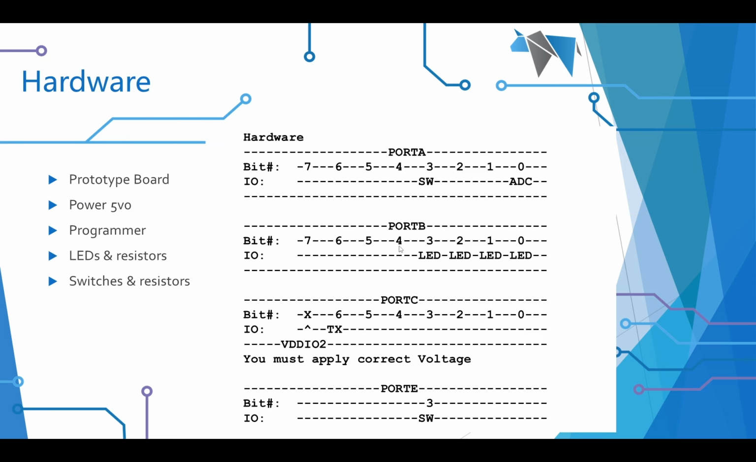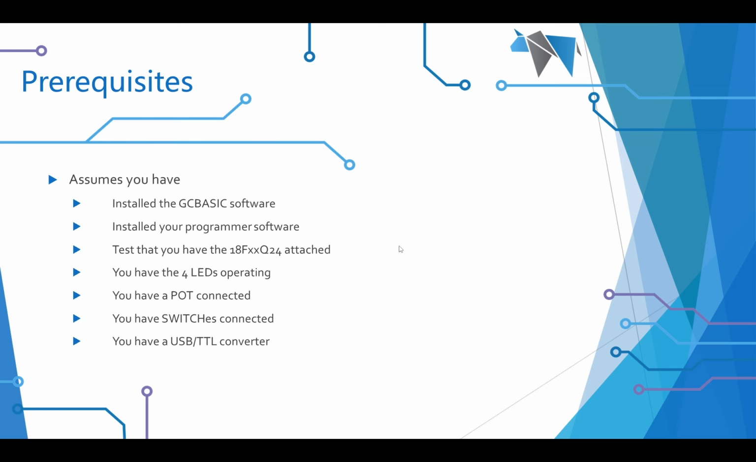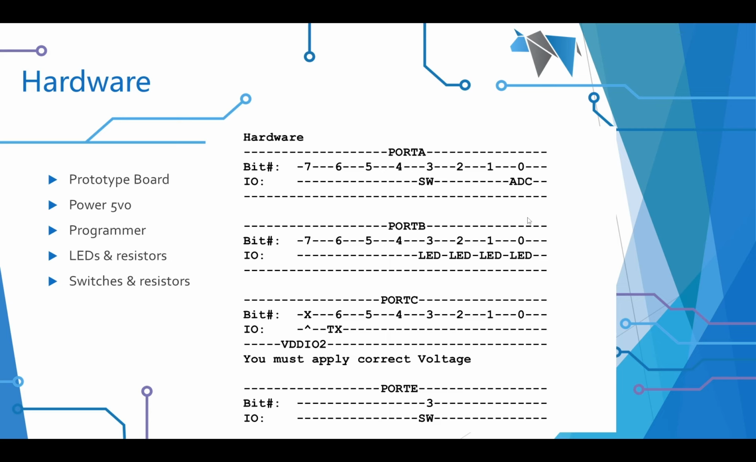So let's go back. I'm assuming that you've installed your software. You've got a programmer that's operational. You have a Q24 attached, and you have the LEDs operating, a pot, switches, and you've added in a USB TTL converter, which I shall talk about in a moment. In terms of hardware, I've changed the configuration to add in this serial connection.